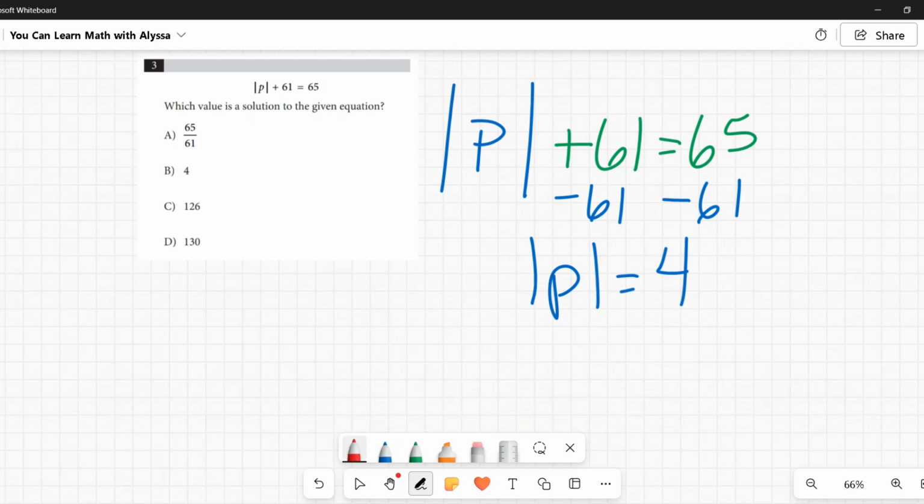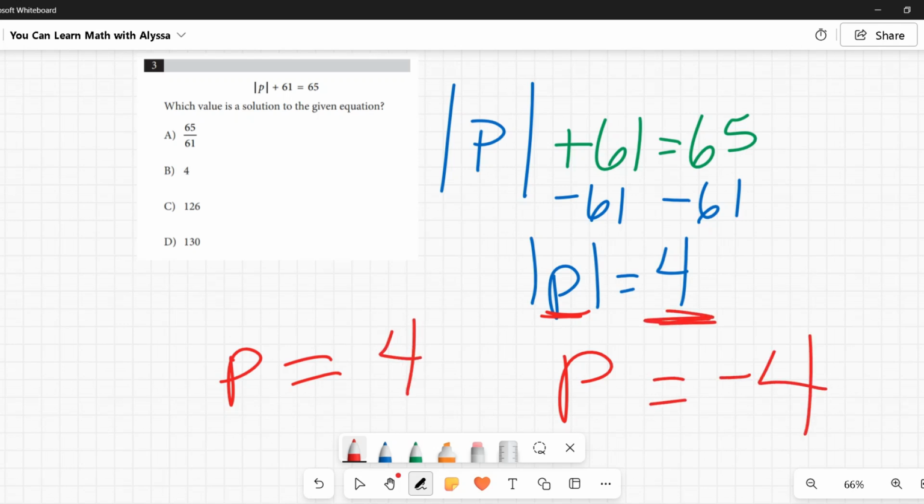I'm telling you this because next time they might not be so nice. You might not get one where it's just absolute value of p. It may be like 3p plus 5 or something like that, like I just said. Okay, so you take what's inside the absolute value, you write it twice, and one time you set it equal to the positive version of this, and one time you set it equal to the negative version of this. And then if there's any algebra to be done to solve for p, you do it. Here we don't have to.